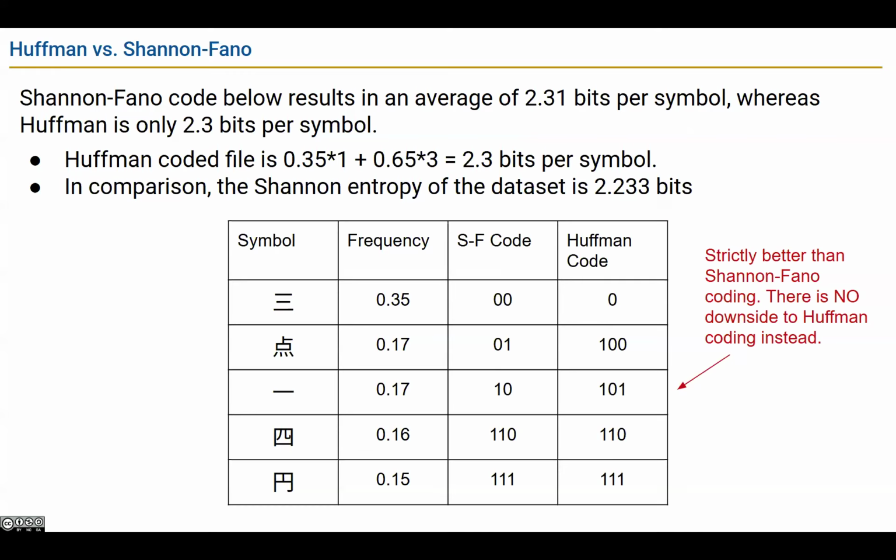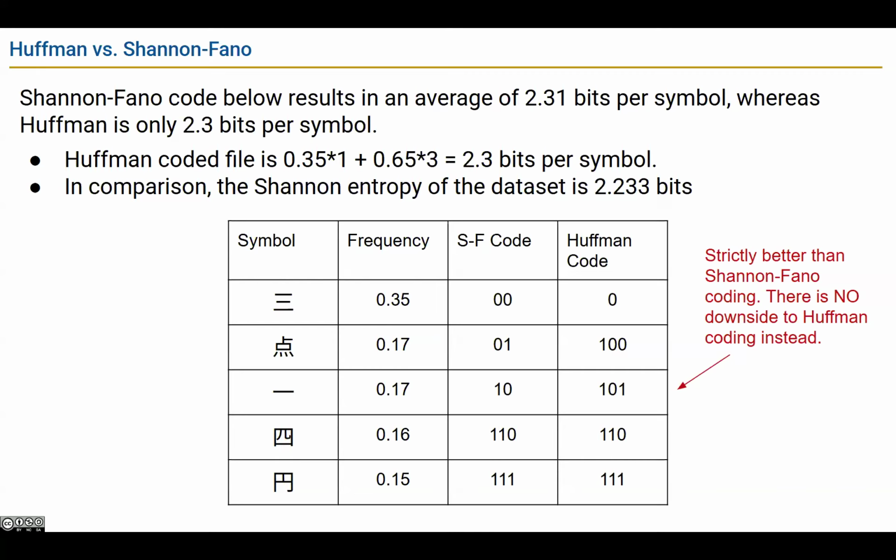In practice, the reason why we can't get down to 2.233 is because we can't store things with a fractional number of bits. If we were able to store things with a fractional number of bits, then we would be able to get closer. But unfortunately, we only have a discrete number of bits per character. So we kind of have to get a bit close, but not exactly there.